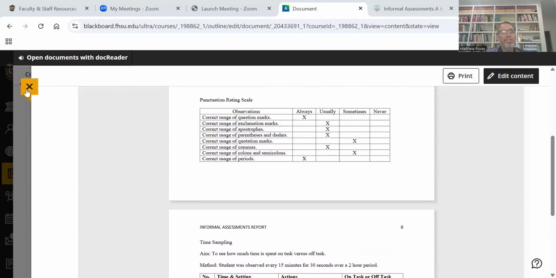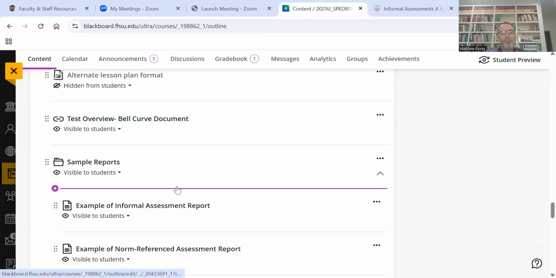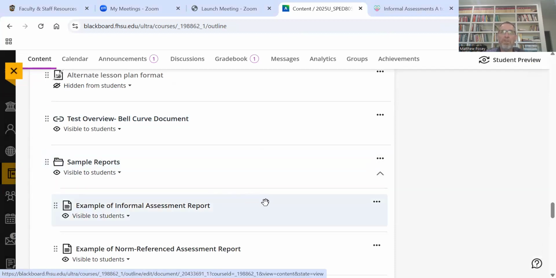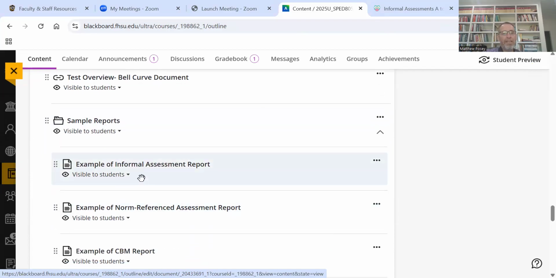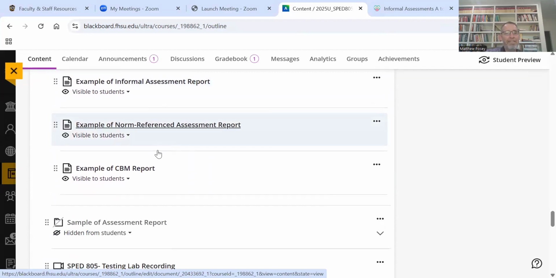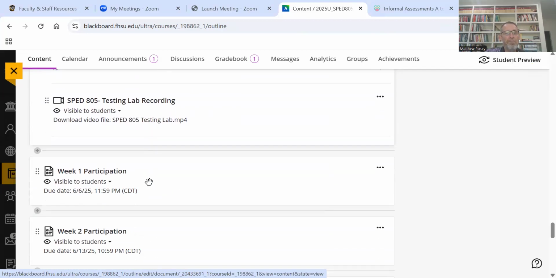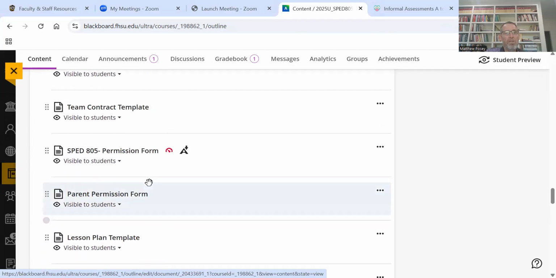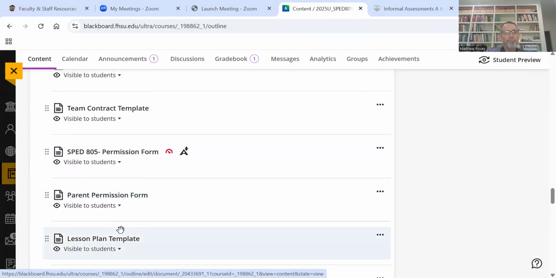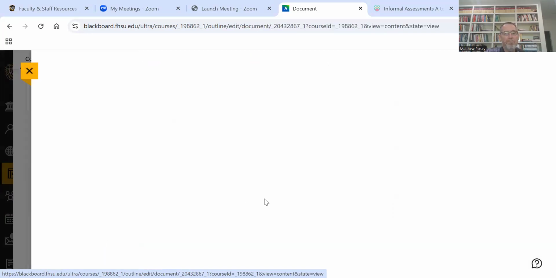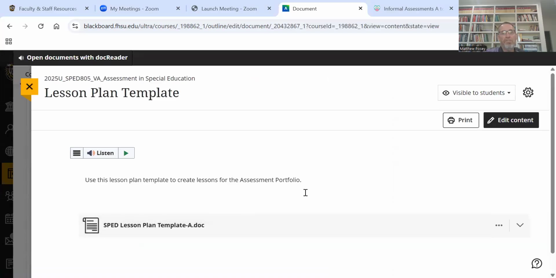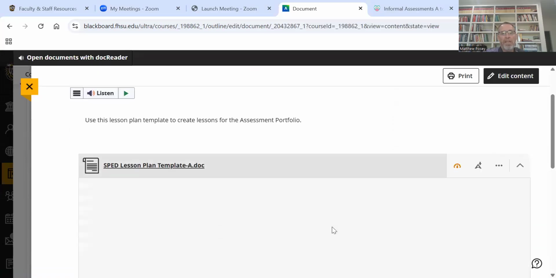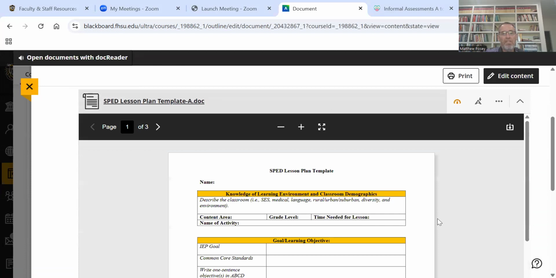The next thing I want to show you is you're going to take your data after you give these, and you're going to pick out what you feel are some areas in need of improvement. And you're going to develop a lesson plan using that data. So I'm going to go down to my 805 resources folder, and we have a lesson plan template. It's in the 805 resources folder. This is one that we've created and that we use at Fort Hays.